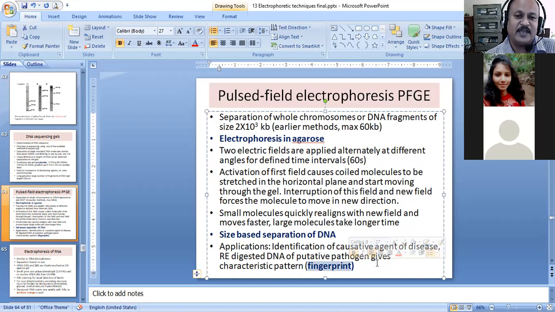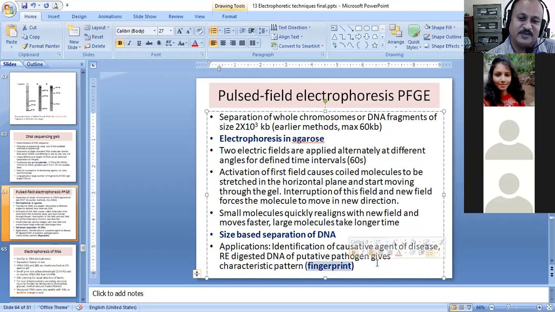For example, can you name any pathogen? Staphylococcus. Staphylococcus. Any other pathogen?